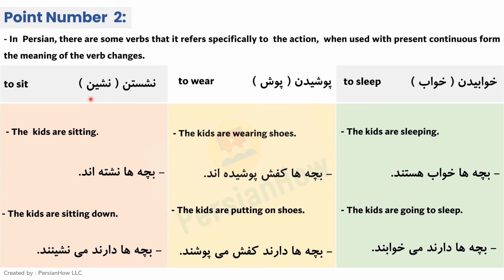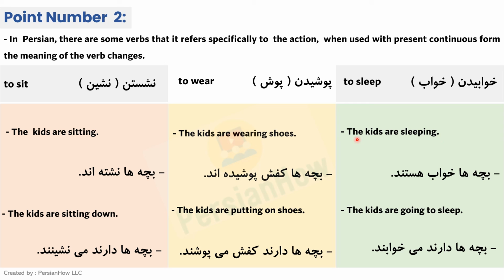So the second point, let me explain it by using these examples. So there are some verbs in Farsi that it's referring to the activity. For example, to sleep. خوابیدن, خواب. In English, we want to say the kids are sleeping, meaning they are already asleep, right?